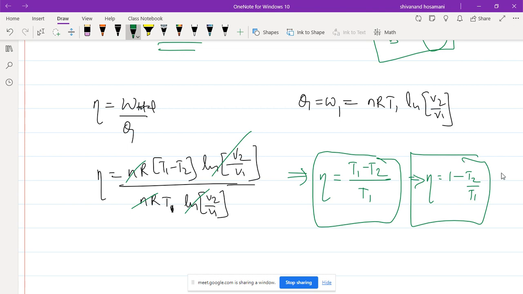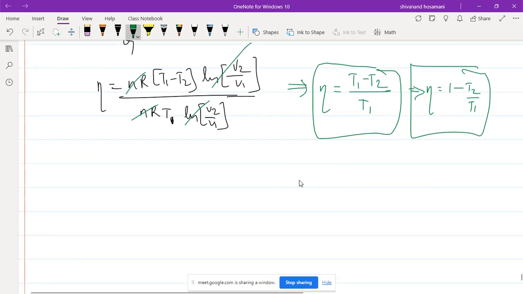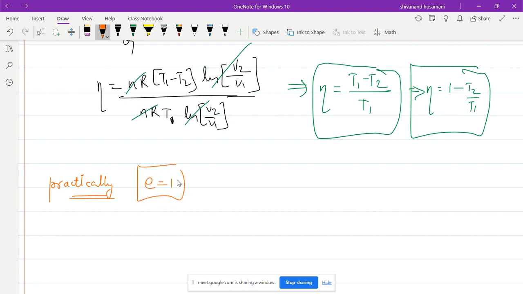So efficiency equal to 1 or 100% is actually not possible practically. Efficiency comes as a fraction; if you want to calculate the percentage, you have to multiply by 100. So practically, eta equal to 1 or 100% is not possible.